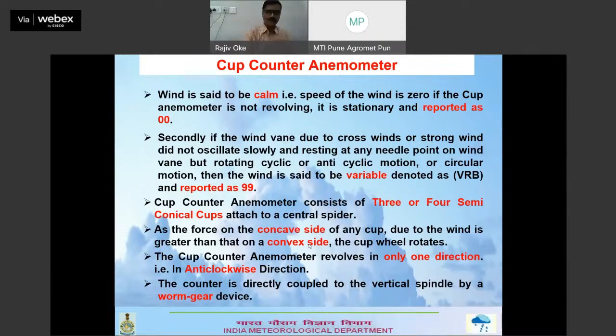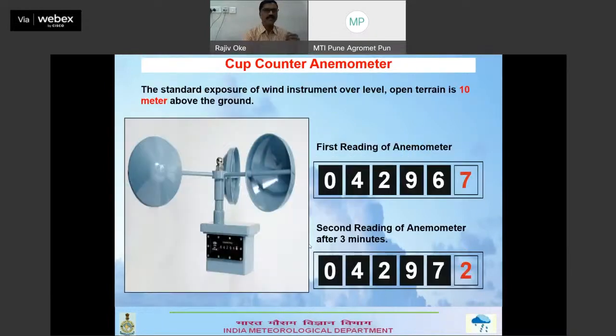It is a pure mechanical device. It is seen like this. This is a cup anemometer with the 3 spherical shapes. This side is concave, the other side is convex. So the surface area is much more on this side. Suppose a breeze is coming from this side, it will put a thrust on this and it will start rotating. Next time when this cup moves here, another cup takes its position. So if the wind is in the same direction, it will keep moving like this.